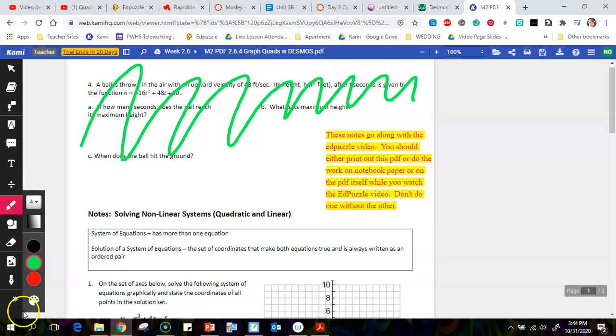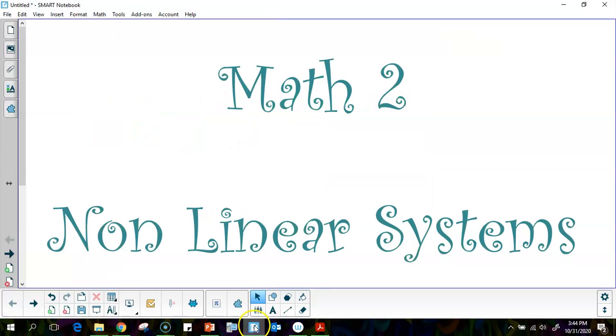So we are talking about systems of equations, nonlinear systems. And what that means is a system of equations is more than one equation put together on a graph. So you might have a parabola and a line together on a graph, or you might have a parabola and an absolute value function, which is a Math 3 term, so don't worry about that. But you could have two lines on a graph.